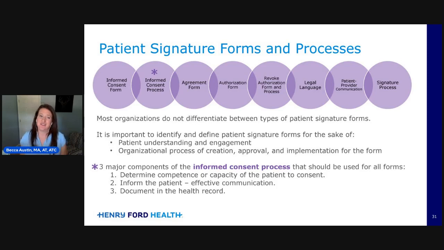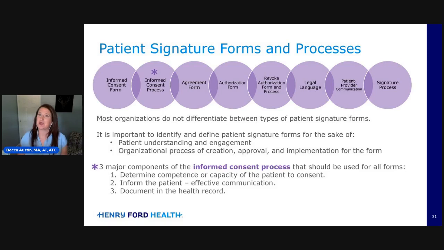And again, these are very, very broad, because there's a lot of information that goes into it. And I think we could have an entire separate webinar, maybe 2 hours worth, about the informed consent process. So again, keeping in mind, we're talking today about the variety of patient signature forms that exist within a healthcare organization. And when we talk about informed consent, determining the competence or capacity of the patient to consent, informing the patient with effective communication, and documenting in the health record.